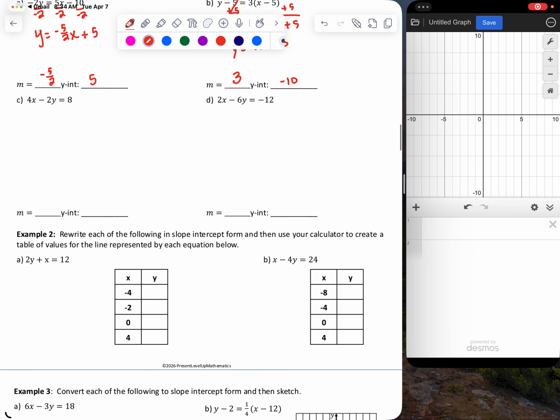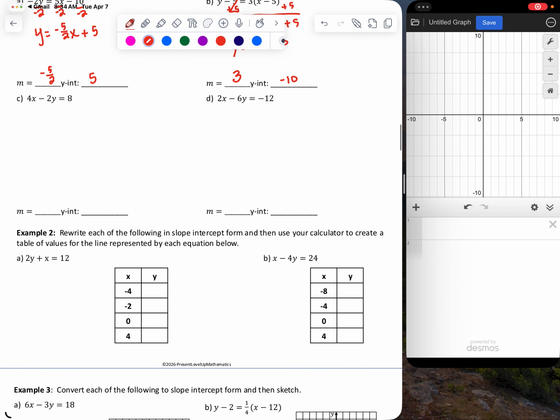All right, problem C. We have 4x minus 2y is equal to 8. Now, this is the first problem we've had 2 terms that we need to deal with. So in this case, we want to move the x term using inverse operations and then divide by whatever the coefficient of y is. So to move the positive 4x, we would have to subtract 4x from both sides, because the opposite of positive 4x is negative 4x. So this would zero out, and we're left with -2y equals positive 8 minus 4x.